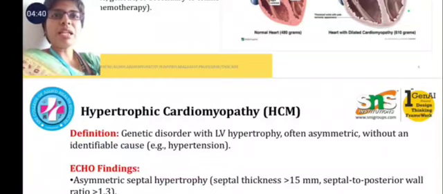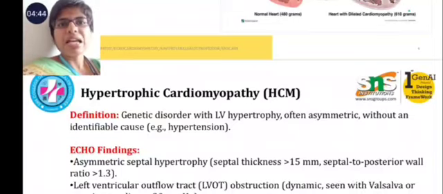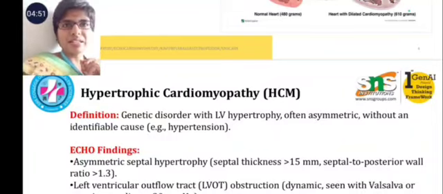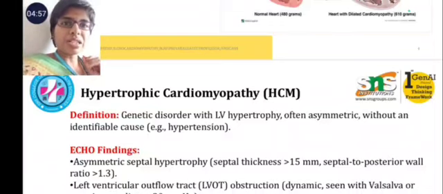Then another one is hypertrophic cardiomyopathy. Hypertrophy means the cardiac muscle mass is increased, with increased thickness of the cardiac muscles. So the LV muscle mass gets thickened, and the RV muscles also get thickened. This is a genetic disorder.